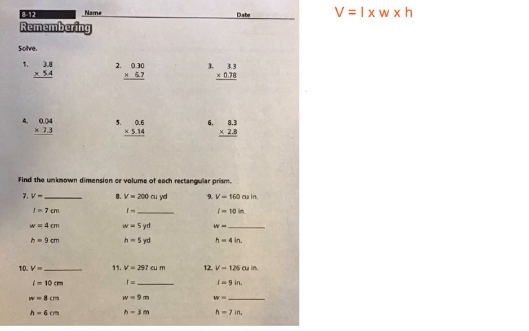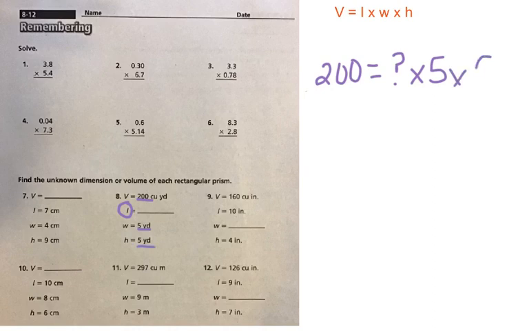And I'm going to solve one with you, and I think I'm going to choose number 8 this time instead of just solving for volume, which we do often. In number 8 you can see here that the length is what's missing. So volume in this problem is 200. So 200 is equal to, well, the length is missing, so I just put a little question mark there, times the width, which is 5, times the height, which is 5.